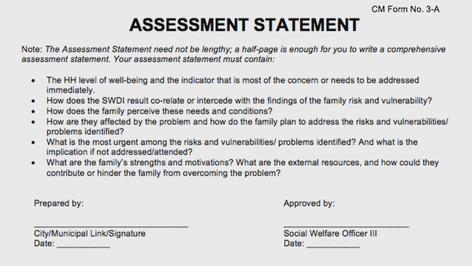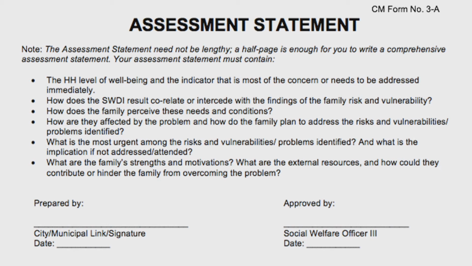What is the most urgent among the risks and vulnerabilities identified? And what is the implication if they are left unaddressed? What are the family's strengths and motivations? What are the external resources and how could these resources contribute or hinder the family from overcoming the problem?